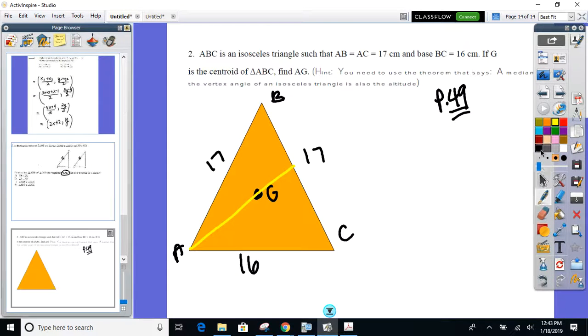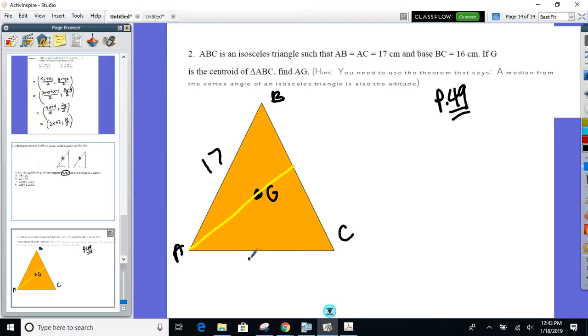All right, well, work with me here. Is that where I want AG? AB. I didn't even label my diagram right. Let's see. AB is 17. AC, there we go, is 17. That's 16. All right, we're good to go.